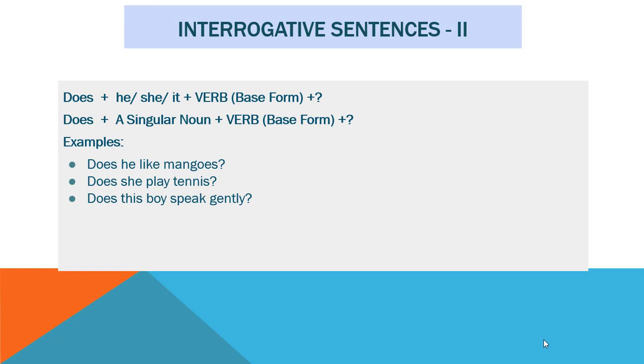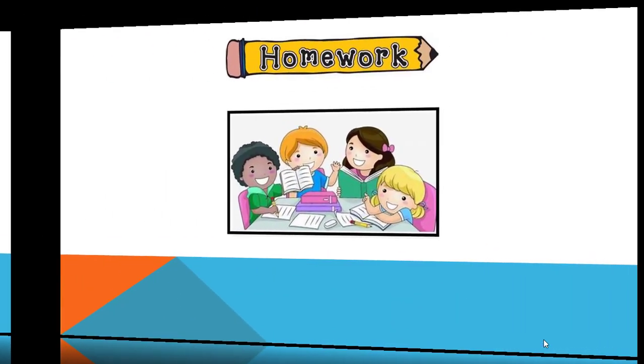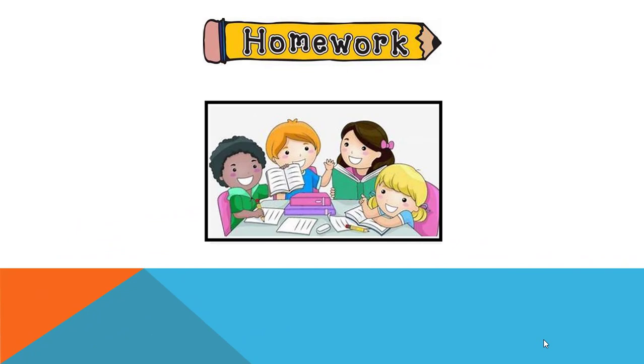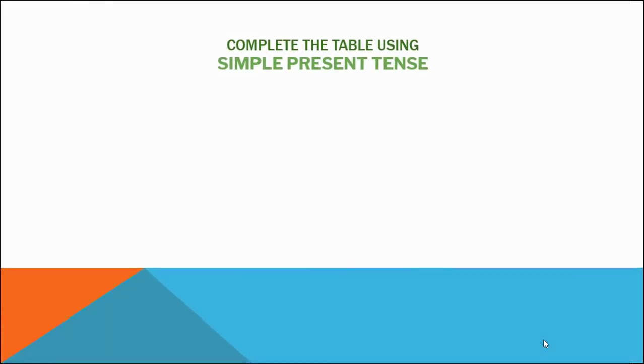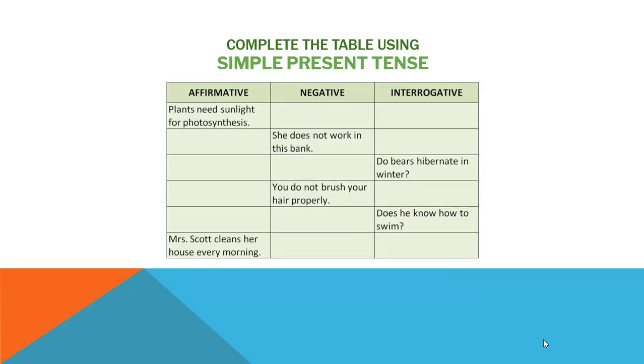Now, you have a home task in which you have to complete the table using simple present tense. In this table, you have 3 columns. First column is named affirmative, second negative, and third one is interrogative. In first column, there is an affirmative sentence and negative is blank, and then interrogative is also blank. So keep in mind all the structure of affirmative sentences, negative sentences as well as interrogative sentences. According to the structure, you have to fill these columns.